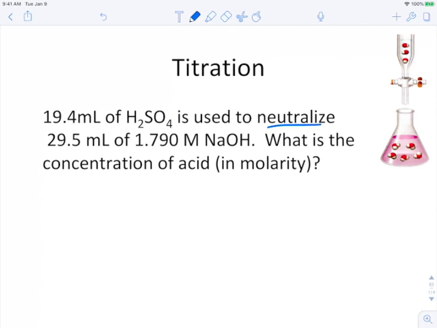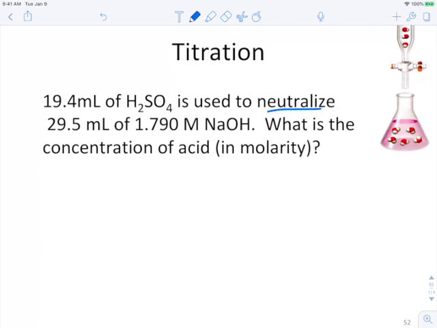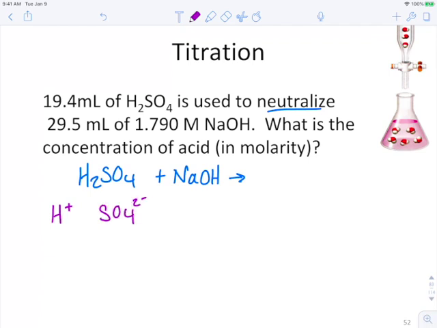So first off, I'm going to write up the chemical reaction. So we have our sulfuric acid plus our NaOH. This is a double replacement. So I'm going to write out my ions, H plus, SO4 2 minus, sodium and hydroxide like so. All right, any questions on how I wrote out those ions?